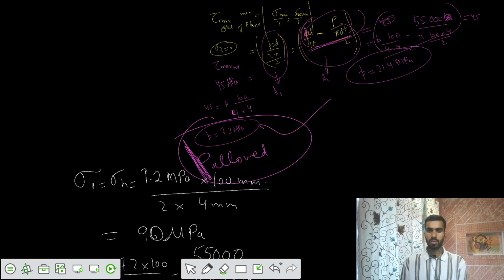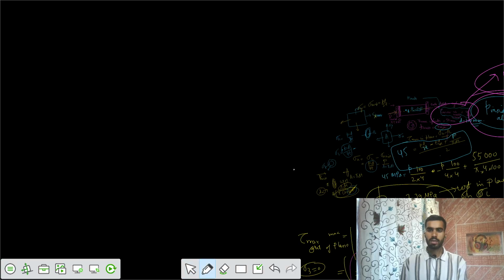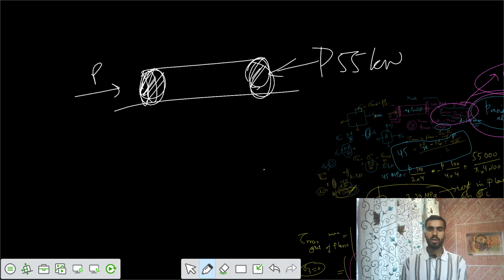I hope you got the problem, what the problem was saying. You had a cylindrical vessel, and you said that I'm applying a compressive force of 55 kilonewton along the long axis, and we know that along the long axis there is development of longitudinal stress. What should be the internal pressure that is allowed for the tau max? You can have tau max of 45 megapascal.